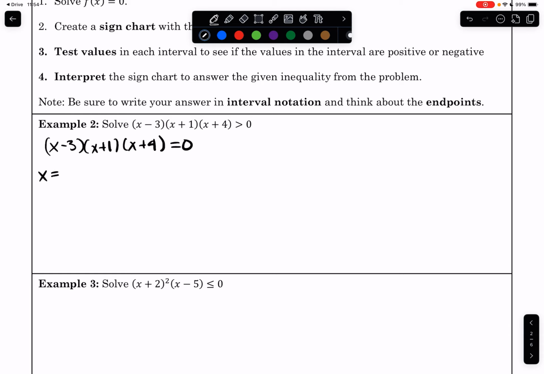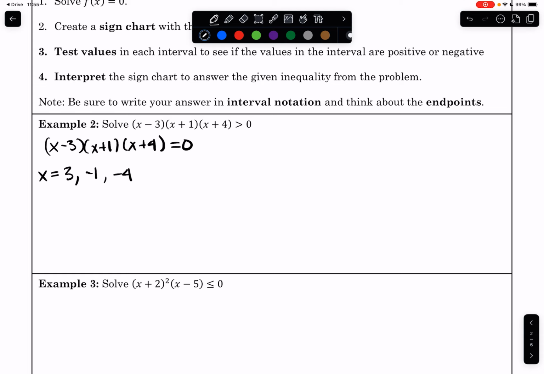To make x minus 3 equal 0, x would have to be positive 3. To make x plus 1 equal 0, x would have to equal negative 1. And to make x plus 4 equal 0, x would have to equal negative 4. Okay, so we found the values of x that will equal 0.